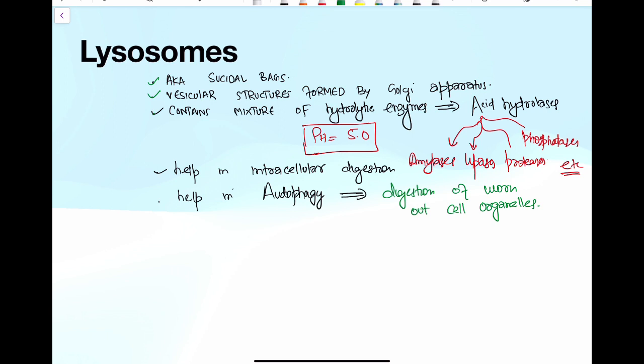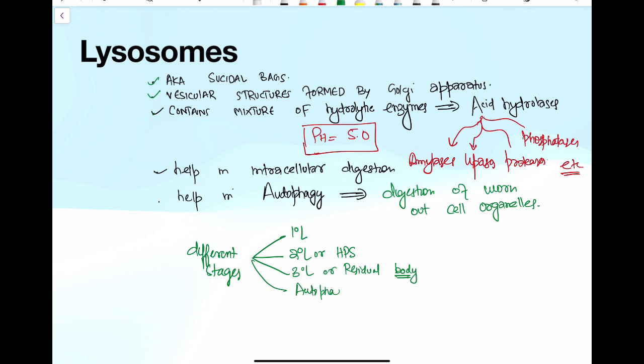And they also show there are different types of lysosomes. You must really remember there are different stages of lysosomes. I will just say the names, you can read them if you want to. There is a primary lysosome, there is a secondary lysosome or heterophagosome, there is a tertiary lysosome or what you call as a residual body, and there is autophagosome. These are the 4 types of lysosomes. You can read about these types.